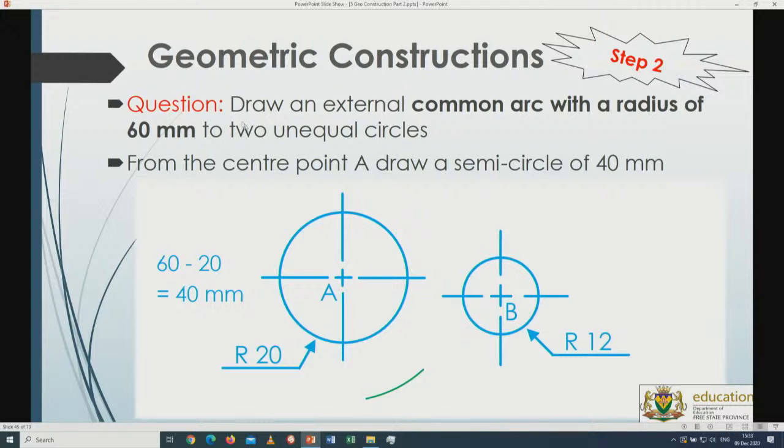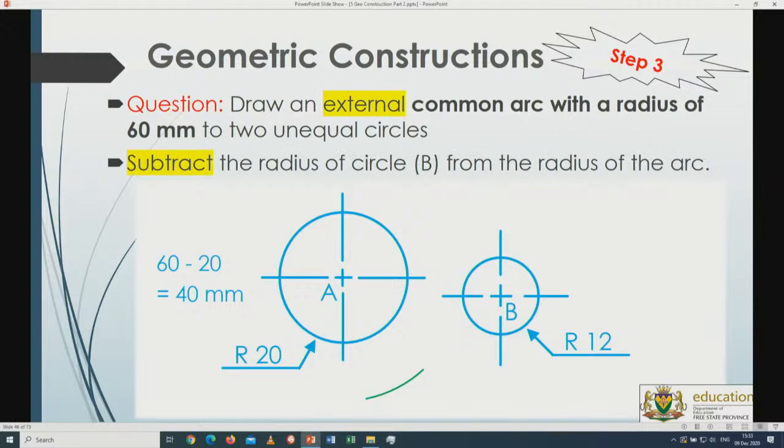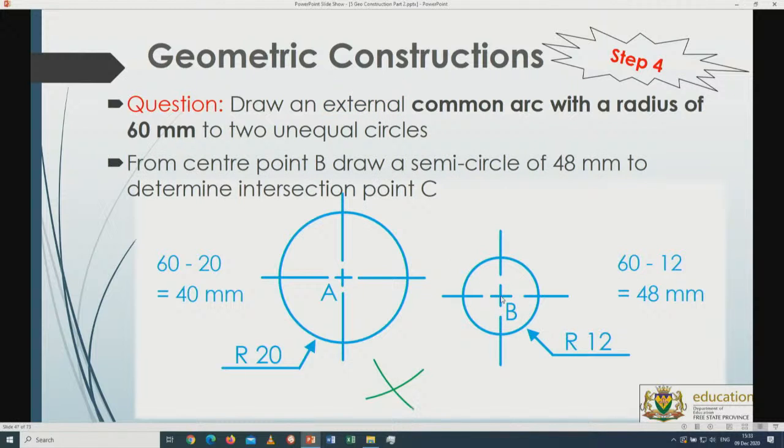Now, of course, I said it's external, and it's a common arc of 60. I've got my second circle over here. So in that case, I will have to take the arc of 60 and subtract 12 from 60, and that will give me 48 millimeters in total. Now I'm going to set my compass on 48 millimeters, put the needle point on that specific point, and strike the arc, which is 48 millimeters, onto that part. Now I've got an intersection point over there.